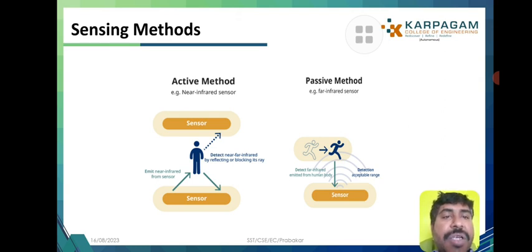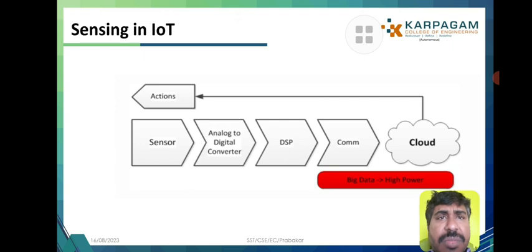With the active method, the sensor emits near infrared and detects it by reflecting or blocking its ray. The passive method detects far infrared emitted from the human body, so detection is accepted by the ray.